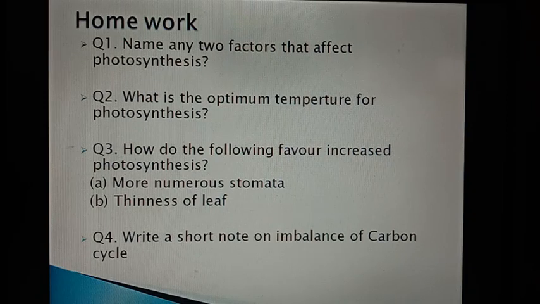So this is all about the homework. I'll read the questions once again. Name any two factors that affect photosynthesis. Question number 2: what is the optimum temperature for photosynthesis? Question number 3: how do the following favor increased photosynthesis? First is more numerous stomata, and second one is thinness of leaf. And the last question for the day is write a short note on imbalance of carbon cycle. You have to write it in your own words upon your understanding.